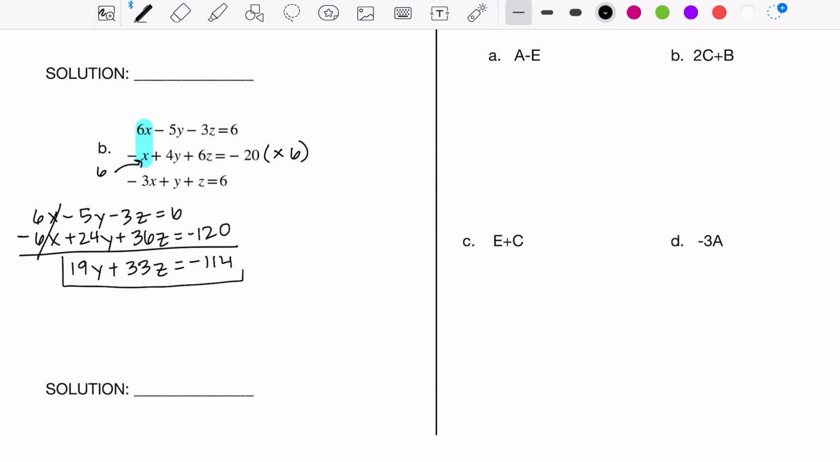And I'm just going to put a box around that, and I'm going to put it on hold for a minute because I'm going to come back to it. So now that I've used the first 2, I'm going to reuse the first one, and now I'm going to use this one. And in order to get these to be opposites right here, I need to multiply this bottom one by negative 2.